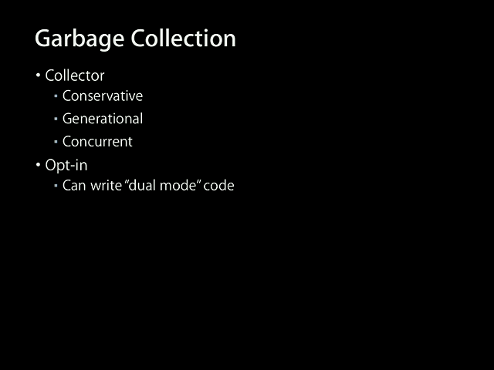It's also an opt-in contract, which means that you can choose whether or not you want to use GC. It's all or none, though, meaning that if you choose to use GC in an application, everything in that app needs to be GC, or not. However, you can write dual mode code, which means you can continue to write the retain, release, autorelease code and still use it under GC.